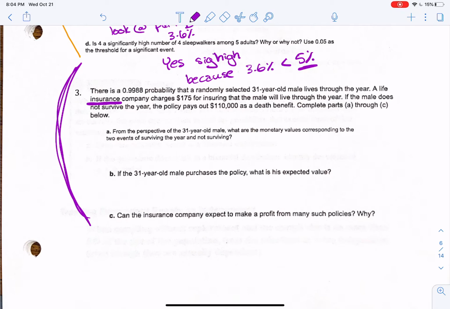So they take premiums from every person that is insured every month. And then, you know, yes, you're going to have a claim, but they're hoping that the amount of money that they have to pay out to people ends up being less than the amount of money that they take in. Okay, so there is a 99.88 probability that a randomly selected 31-year-old male lives through the year. Well, that's exciting. So there's like a less than 1% chance that they're going to die, the 31-year-old male, okay?